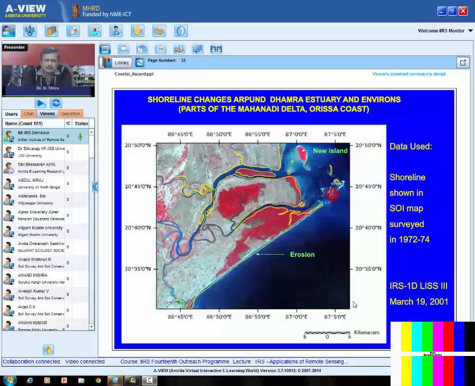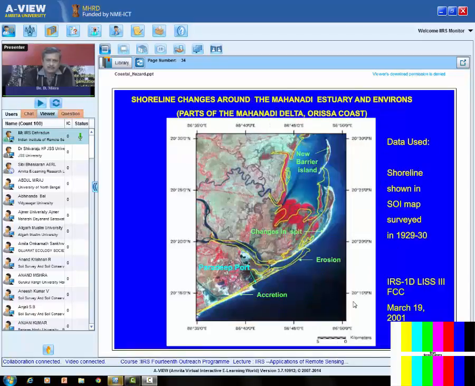The yellow line is the Survey of India toposheet digitized land and water boundary, which has been put, and in the backdrop you can see the satellite data. So you can find out that in this area erosion has happened, because the yellow line was in the water earlier in 1972. Now the land water boundary has gone far inside. That means this much of area has gone under the water. So erosion has happened in this region.